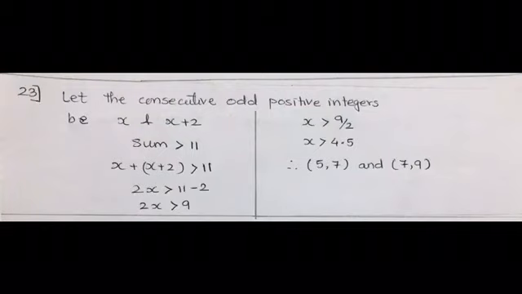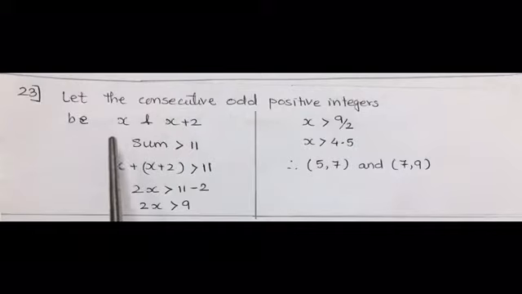23rd one, the example is: find all pairs of consecutive odd positive integers, both of which are smaller than 10, such that their sum is more than 11. Now there should be two odd positive integers and they should be consecutive.